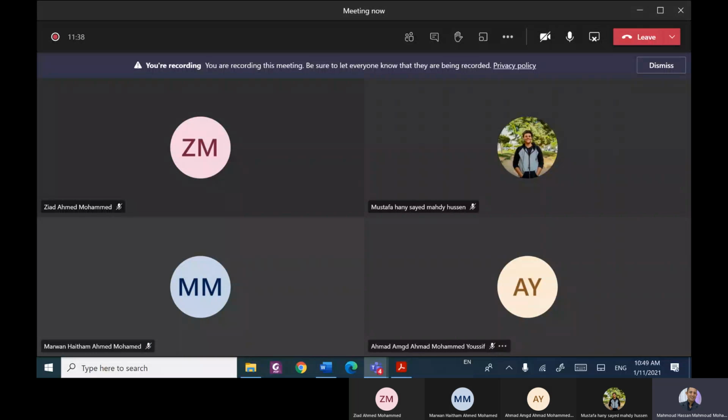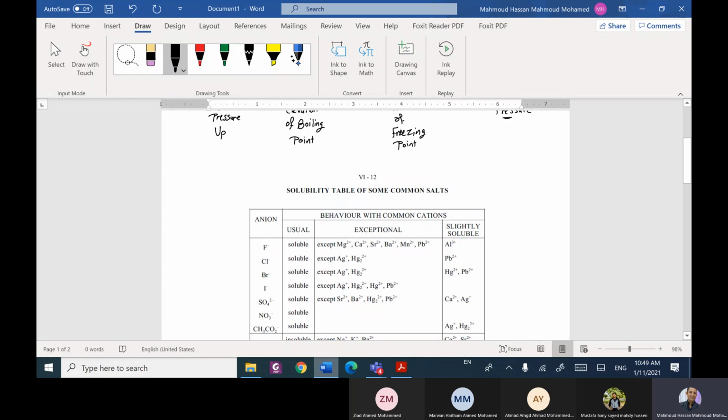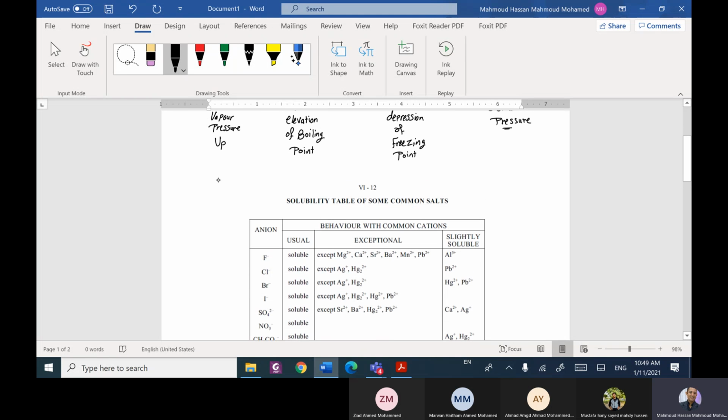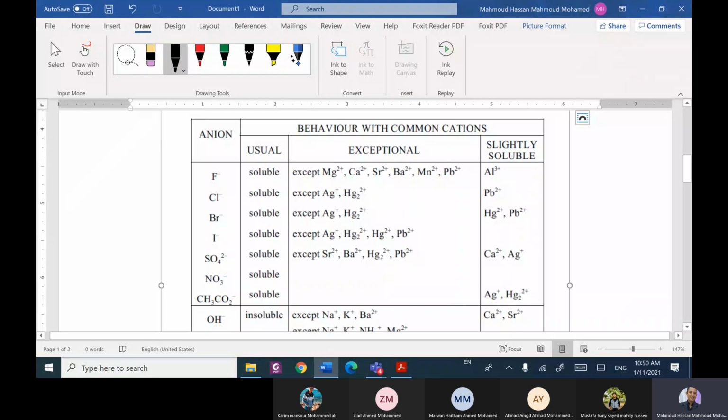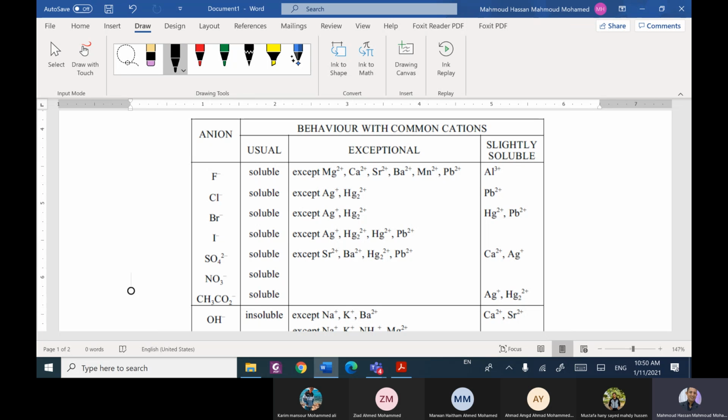Okay, from the solubility chart, we can determine that when having different salts, some may be soluble in the water and the other insoluble in the water. It's very important to write the ionic equations, and it is also very important to determine the solubility of each salt in the water.